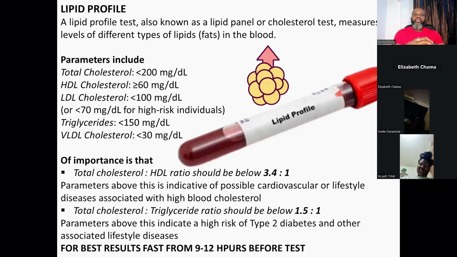Then we have total cholesterol to triglyceride ratio, which has to be below 1.5 to 1. Having a ratio higher than this can indicate the possibility of insulin resistance and type 2 diabetes. That's just one of the things it can indicate. So you can see how important it is to know these parameters and know their relationship with each other. But for best results, we have to fast for 9 to 12 hours before this test.